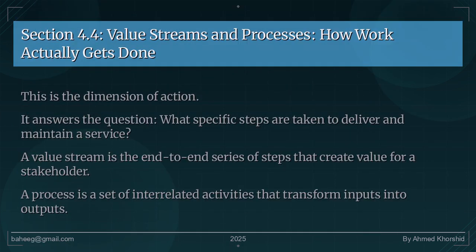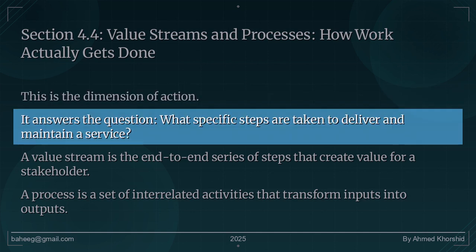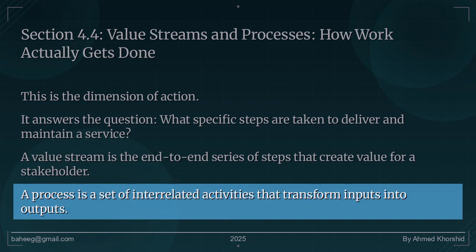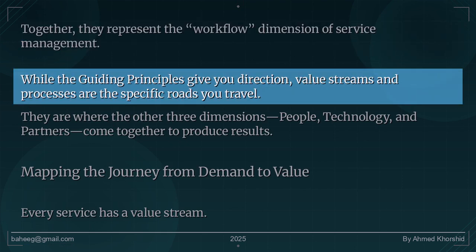Section 4.4, Value Streams and Processes: How Work Actually Gets Done. This is the dimension of action. It answers the question, what specific steps are taken to deliver and maintain a service? A value stream is the end-to-end series of steps that create value for a stakeholder. A process is a set of interrelated activities that transform inputs into outputs. Together, they represent the workflow dimension of service management. While the guiding principles give you direction, value streams and processes are the specific roads you travel.